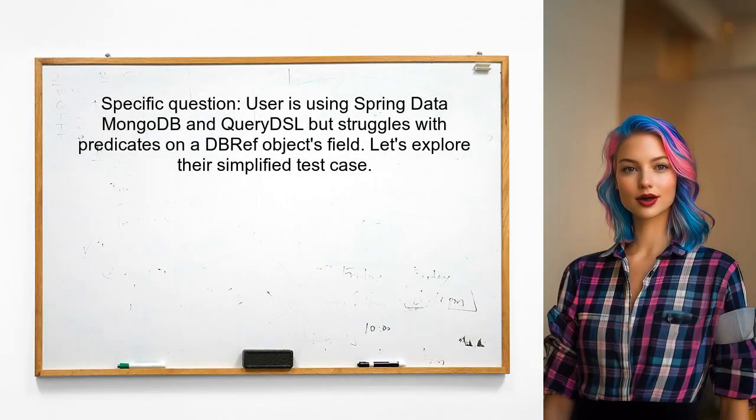Let's take a closer look at the specific question at hand. One user mentioned they are using Spring Data MongoDB and QueryDSL, but are having trouble with predicates on a DBRef object's field. They provided a simplified test case, which we'll explore together.